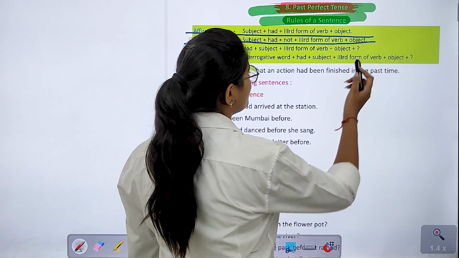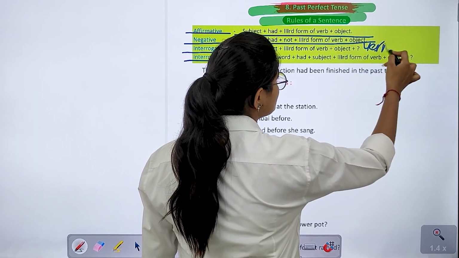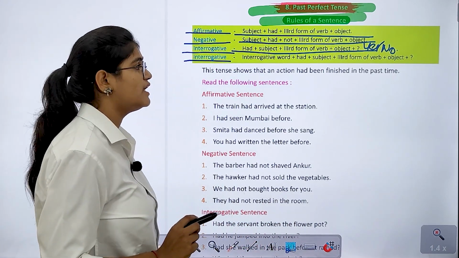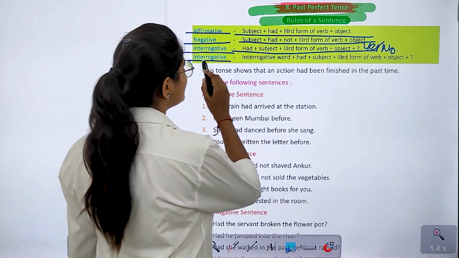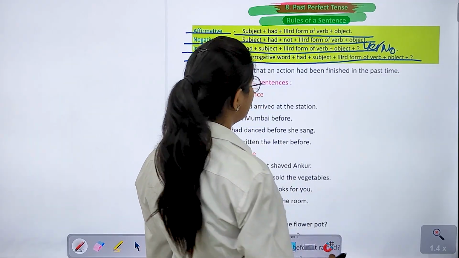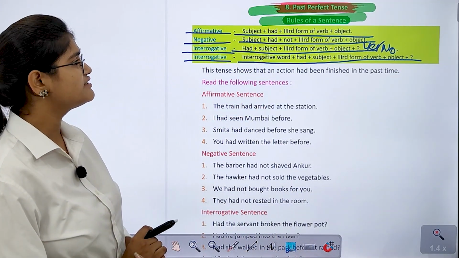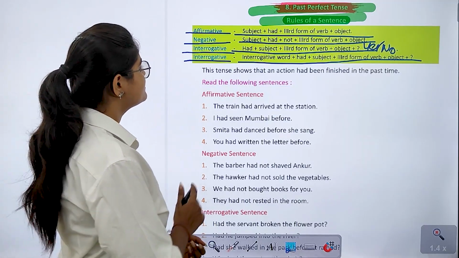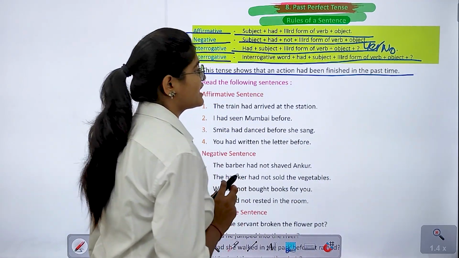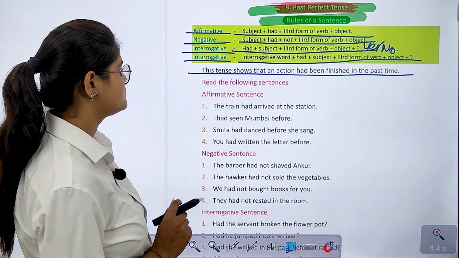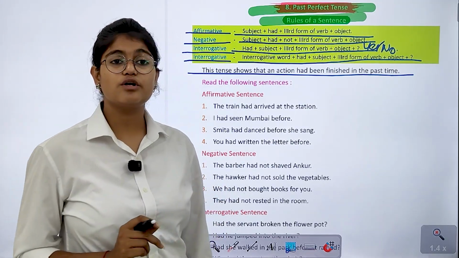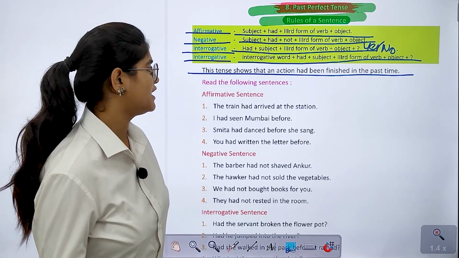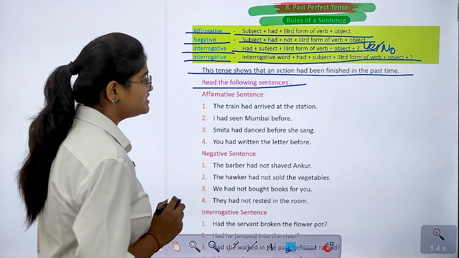Next is the interrogative form, that is the yes or no situation as told earlier. So had plus subject plus third form of the verb plus object, right? After that interrogative, which is interrogative word plus had plus subject plus the third form of the verb plus object. After that next is: this tense shows that an action had been finished in the past time. कि ये टेंस हमें बताता है कि कोई भी एक्शन जो है वो पास्ट टाइम में ऑलरेडी खत्म हो चुका है, राइट?